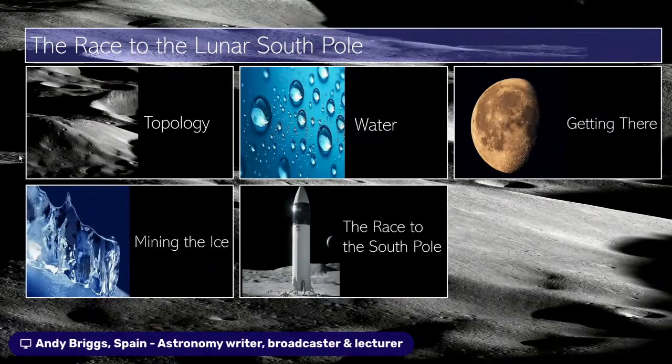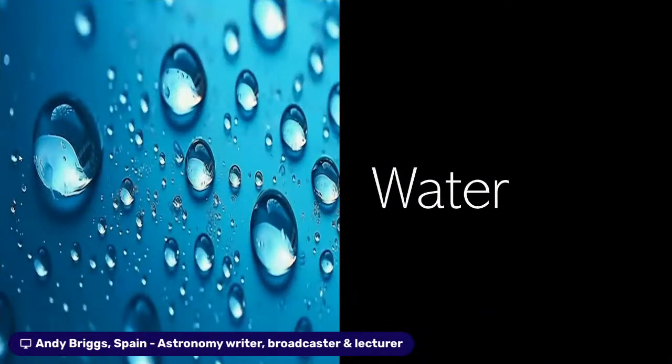That's the topology of the South Pole of the Moon. Imagine these craters never having seen sunlight in billions of years. And this brings us to the topic of, believe it or not, water, because a lot of water has been discovered, not just at the South Pole, but at the North Pole of the Moon as well.